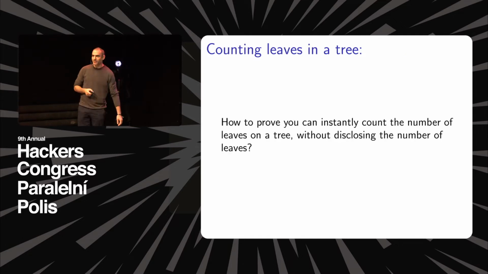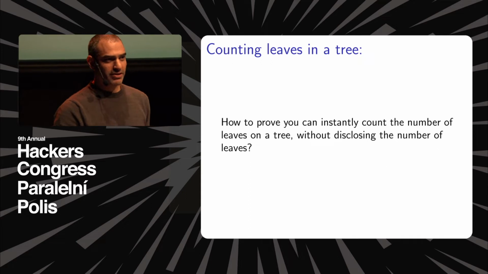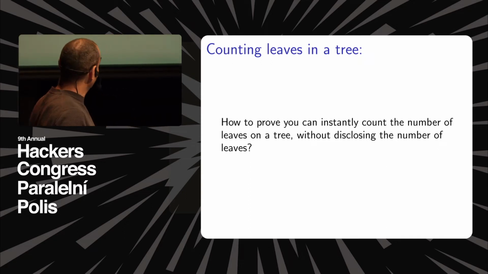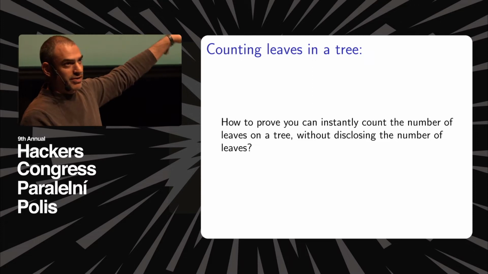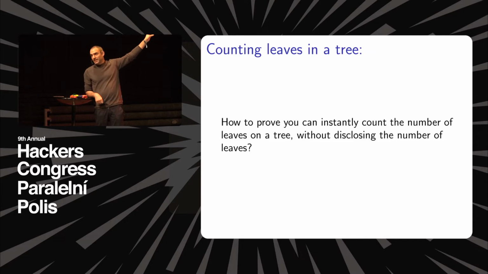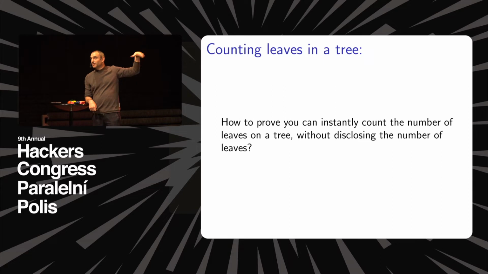All right, and here's another example. I couldn't bring a tree here, so we'll just do this one theoretically. Say you're walking with a friend in a forest, and he's telling you, I have this magical ability of looking at a tree and saying how many leaves it has. How can this friend prove to you he has this ability without disclosing the number of leaves on the tree?